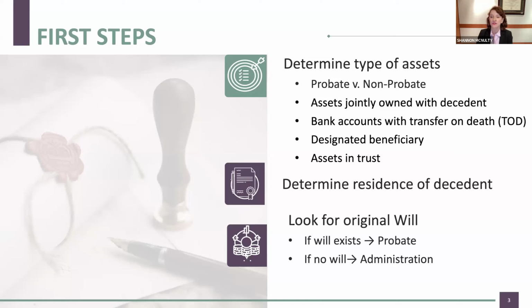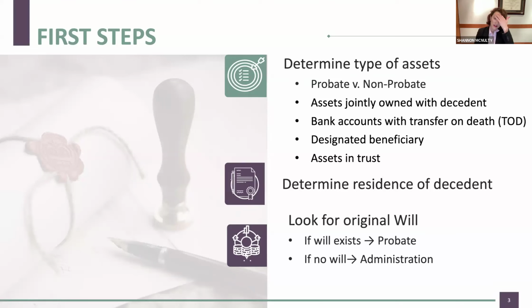And then in terms of the residence, once we have assets that need to go through probate, then we can look at what is the residence of the decedent, because if we have to do a probate, then it's very location specific, and that has to be where the decedent had resided at the time of their death.